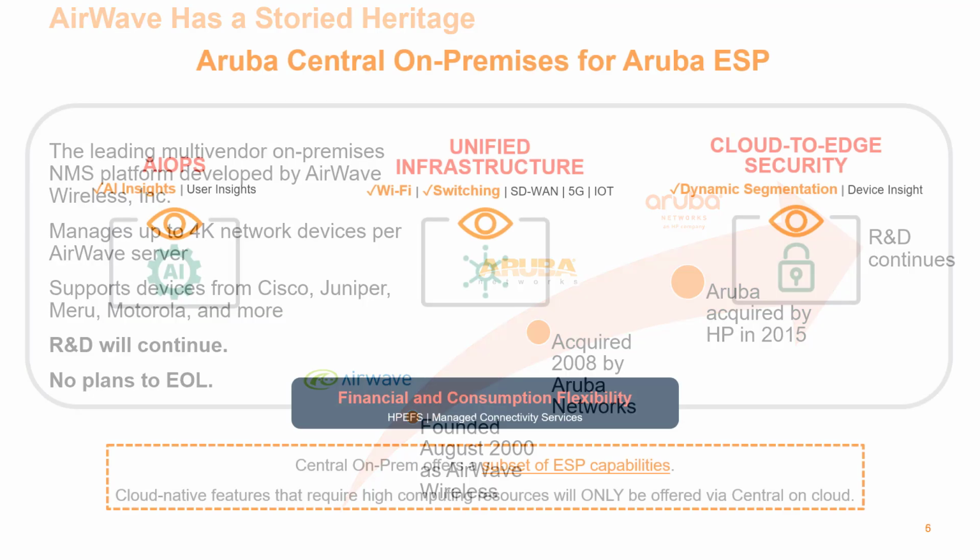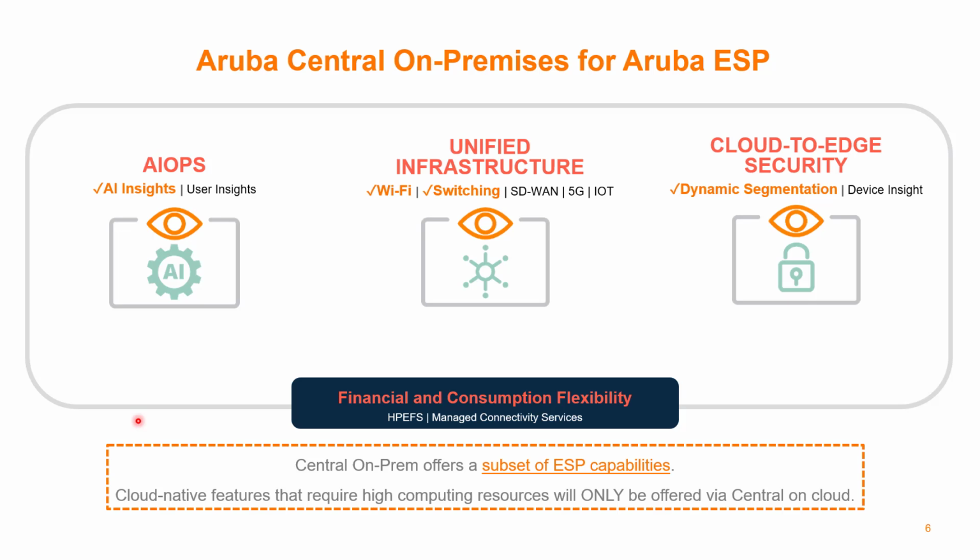Now, within Central On-Prem, indeed, that fulfills the Aruba vision of ESP, Edge Service Platform. And we're talking about the three main components or elements in this one. We're talking about AI Ops, unified infrastructure, even though Central On-Prem obviously can also add third-party switches by whatever method like SNMP settings and so on. Cloud to edge security. That's part of the vision that Central On-Prem will also fulfill. The difference obviously is local, which is private cloud in this case rather than public cloud.